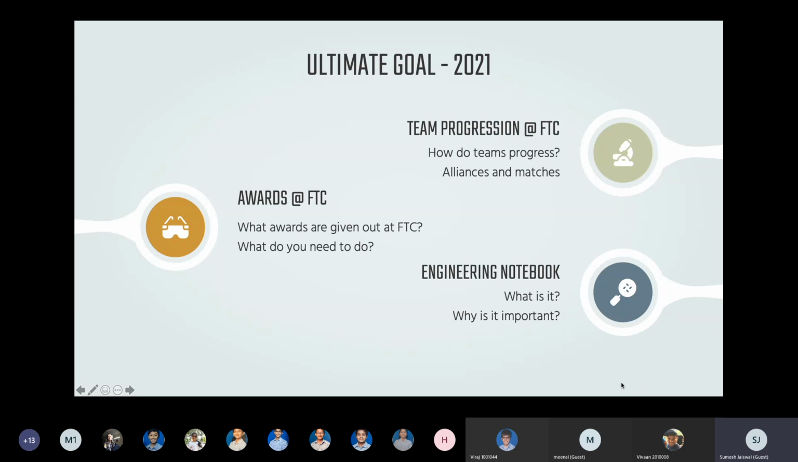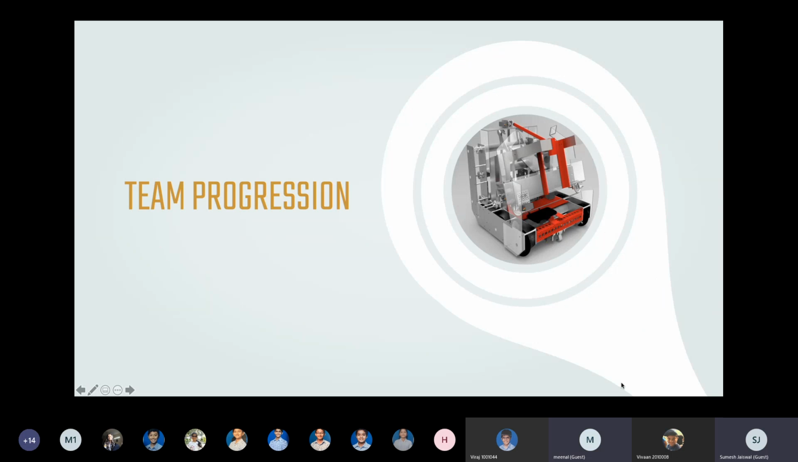And finally, we'll be taking a look at the engineering notebook. What is it? Why is it important? And why is it that teams need to make it? So let's get started with team progression.